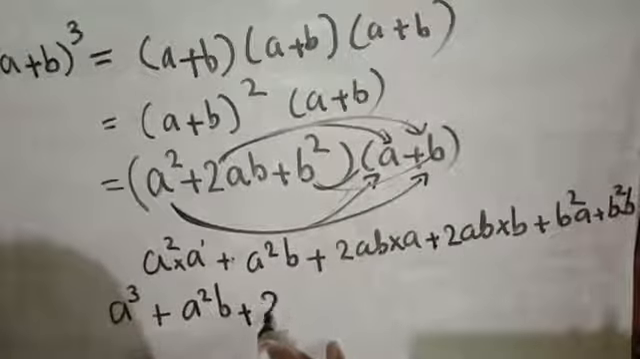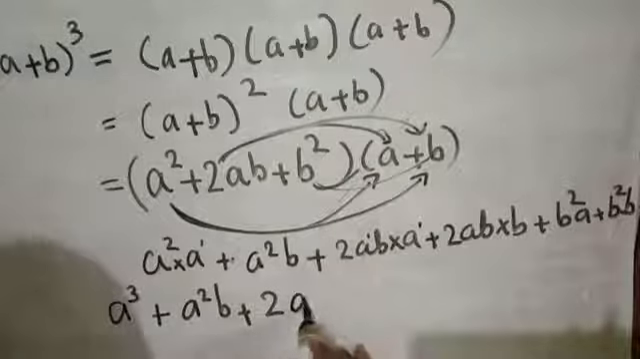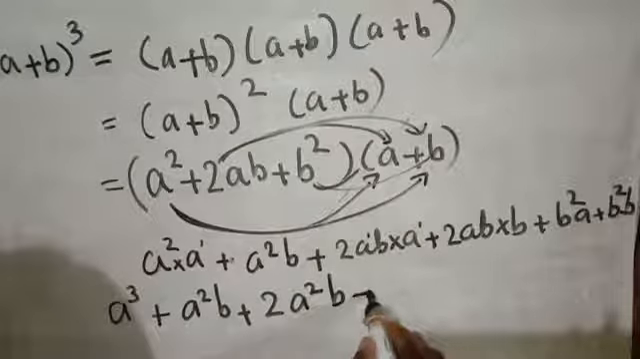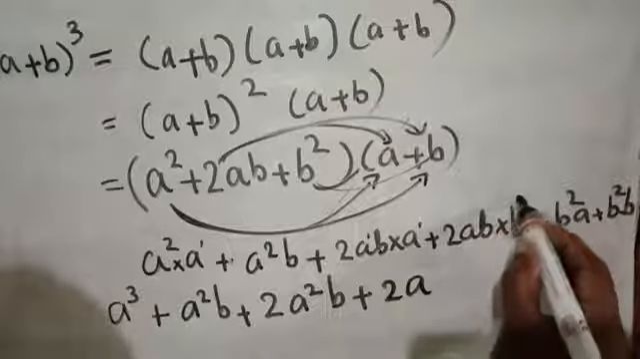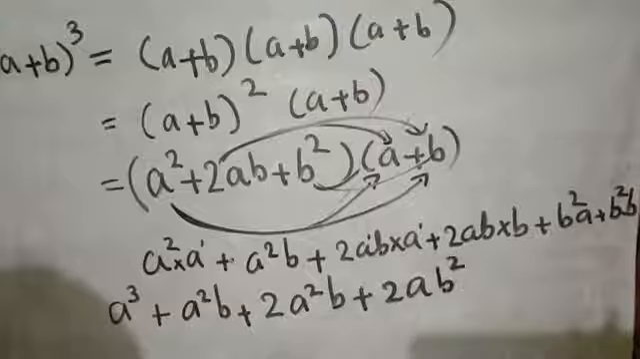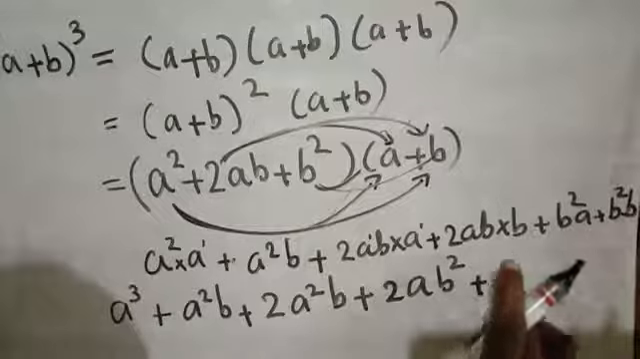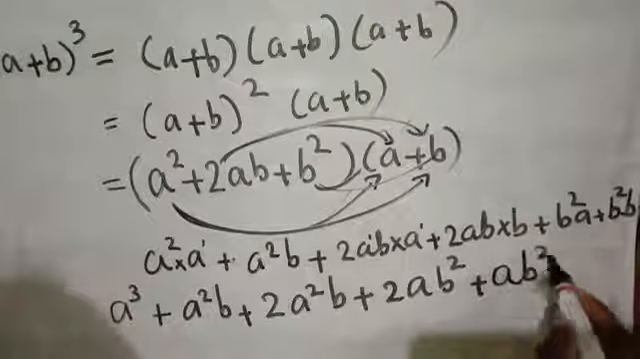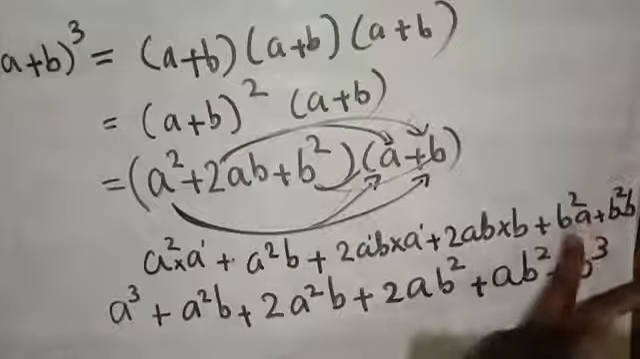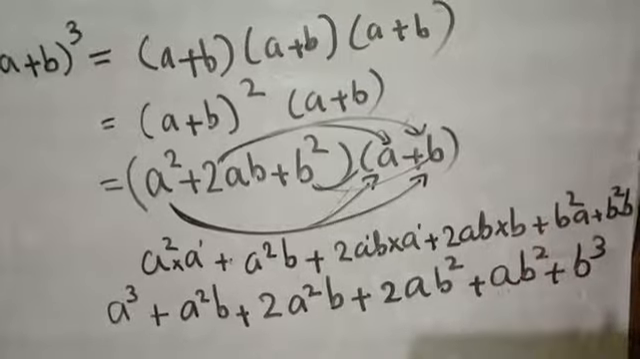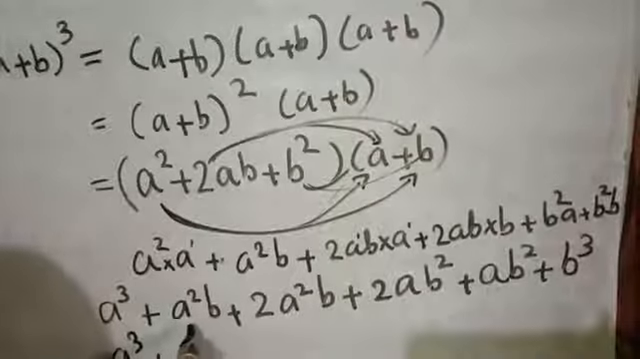Plus here 2ab into a: how many times? Here 1 time, here 1 time, so 2 times, that is 2a square b. Plus here 2 is there, a is there, b 2 times, so b raised to 1, b raised to 1, so b square. Plus again b square a, we write a first, so ab square, plus b square into b, b cube. See, b square a is the same as ab square.